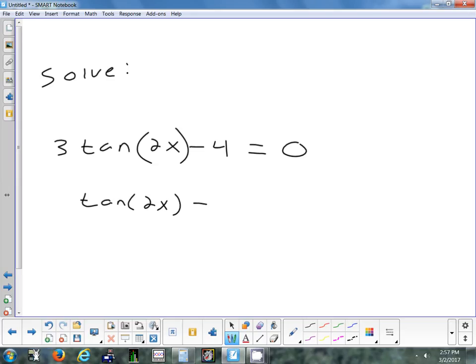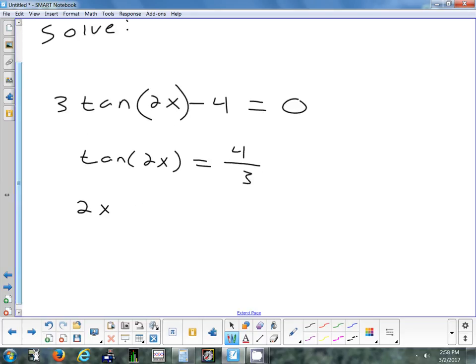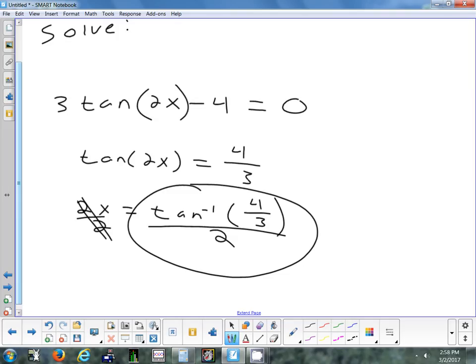You would add the 4 and divide by 3. Now you can get rid of that function using inverse tangent. So we have the inverse tangent of 4/3, but that's not x, that's 2x. So yeah, divide by 2. So there's our answer.